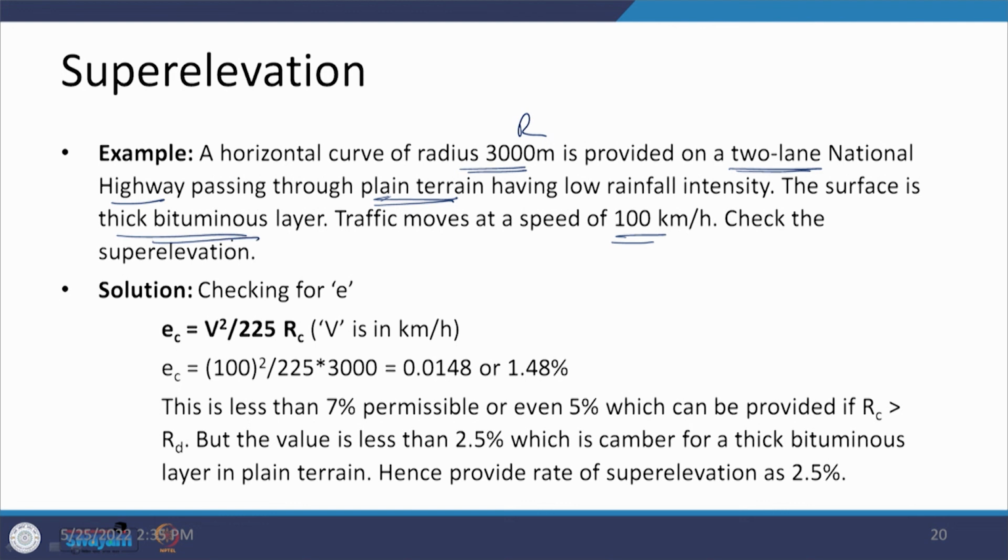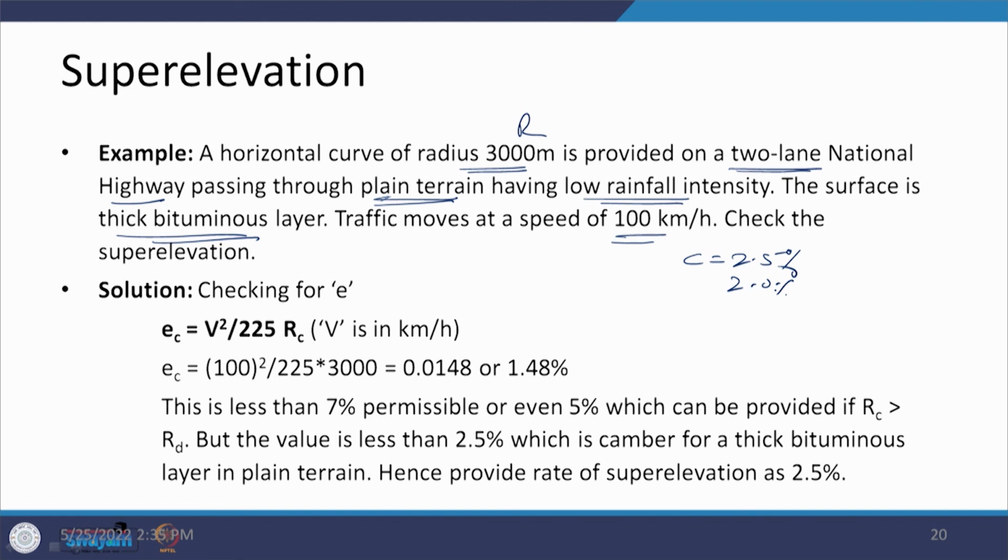So, you are in plain terrain where low rainfall intensity is there and a thick bituminous surface is there. This is going to define the value of C, because the rainfall is less and it is thick bituminous. So, we can work with 2.5% or 2%. These are the two values which are there.